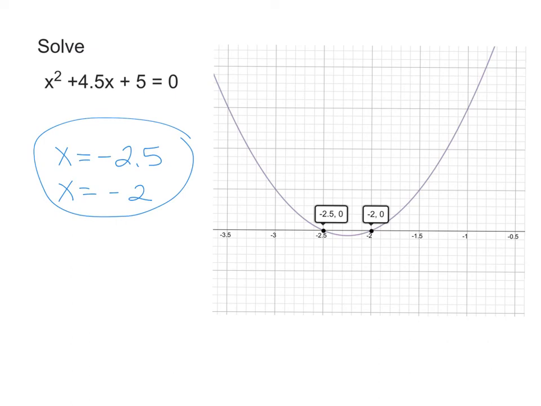But remember, all those questions that we did, they all either had 2 solutions like this one does, or one solution when the vertex is the x-intercept, or no solutions, and that's when it doesn't cross the x-axis at all. Those are the 3 possibilities, 3 different types of answers you can get: 0, 1, or 2 solutions.